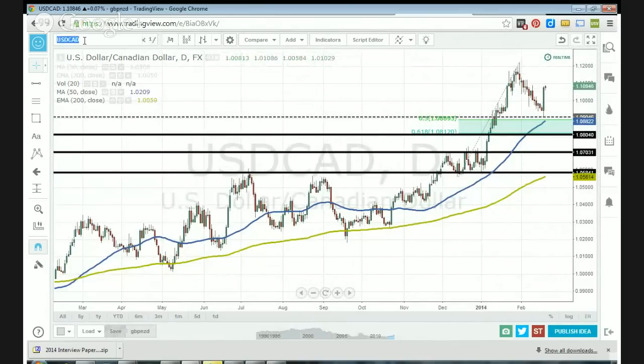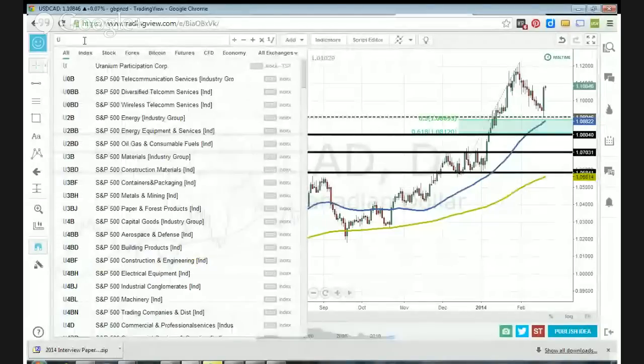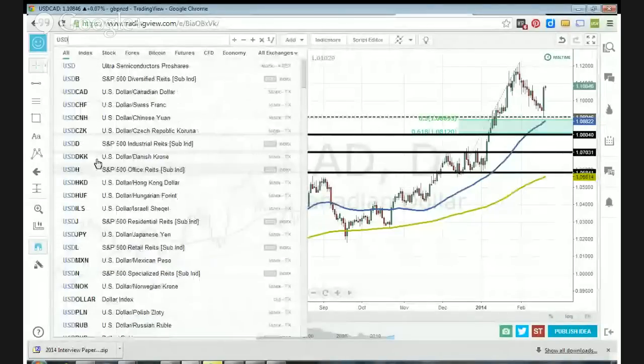Such is life. Don't want to chase. Now let's see if it pulls back. Might get another shot. Okay, dollar yen.